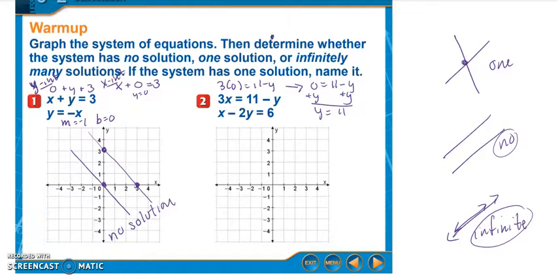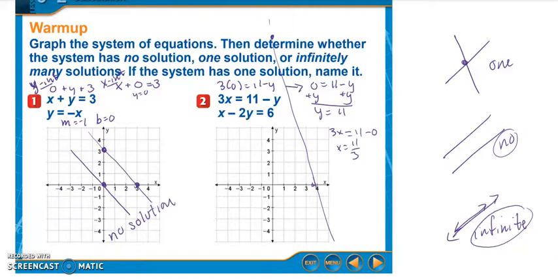Okay? And then if we do the x-intercept on this one, we end up with 3x equals 11 minus 0. So x equals 11 thirds. This is turning out to be not a very pretty one. That's going to be 3 2/3. So this is going to be huge. It's going to go all the way down to here.